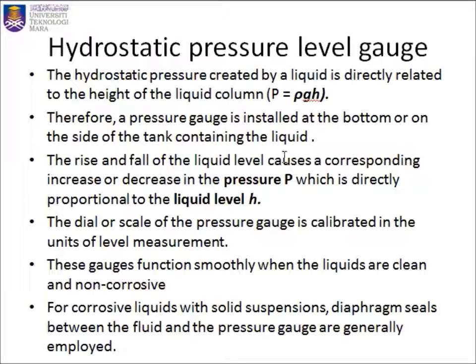Okay, the rise and fall of the liquid level causes a corresponding increase or decrease in the pressure P, which is directly proportional to the liquid level H. The dial or scale of the pressure gauge is calibrated in units of level measurement. This gauge functions smoothly when the liquids are clean and non-corrosive. For corrosive liquid with solid suspension, a diaphragm sealed between the fluid and the pressure gauge is generally employed.